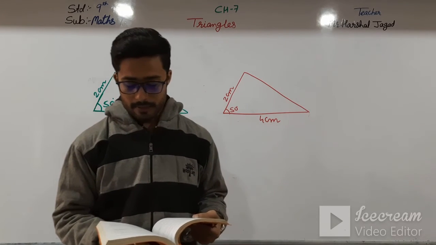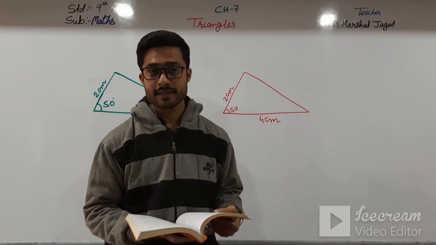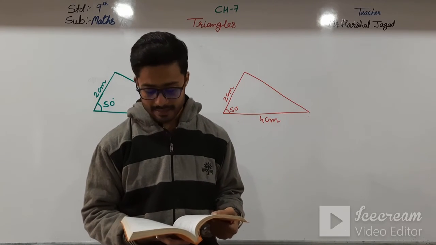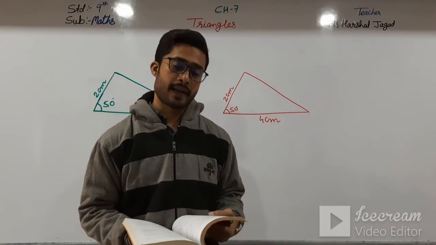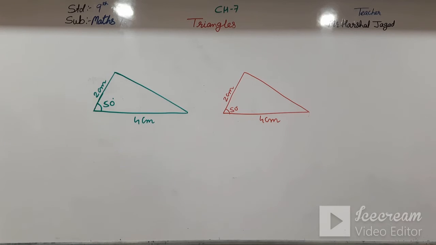Two triangles are congruent if two sides and the included angle of one triangle are equal to the two sides and the included angle of the other triangle. Okay, so this is Axiom number 7.1. Okay, students, now moving further.